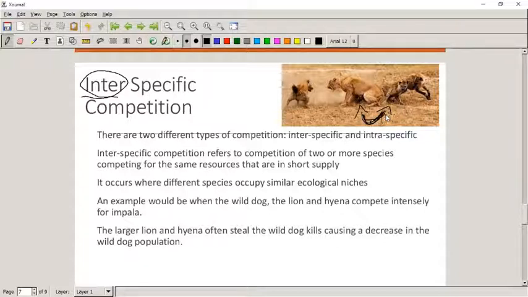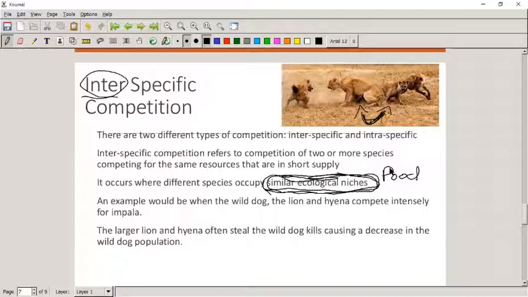So it's when two or more species compete for the same resources that are in short supply. In this case, these two actually eat the same type of food. They hunt the same type of animals. It occurs when different species occupy similar ecological niches. Not that it's exactly the same, but it's similar. And in this case, what is similar between these two is their food source. An example would be when a wild dog, the lion and a hyena compete intensely for impala in an area.